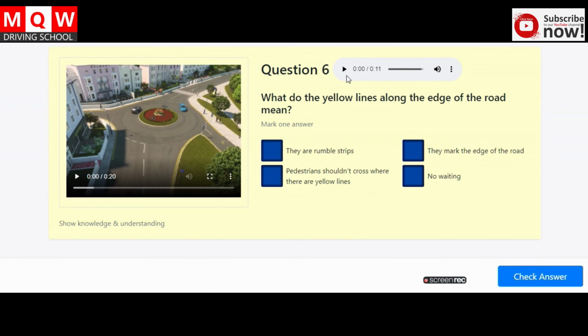Same video clip, next question. What do the yellow lines along the edge of the road mean? They are rumble strips. They mark the edge of the road. Pedestrians shouldn't cross where there are yellow lines. No waiting.